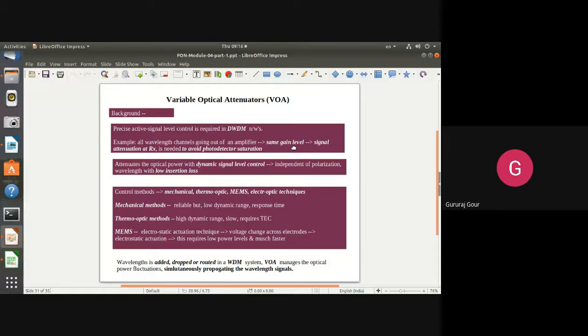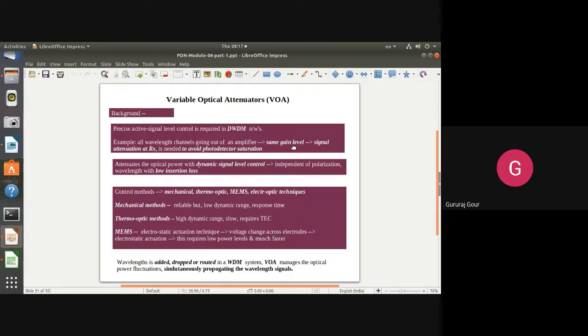If the gain level starts varying dynamically at the receiver side, that is at the photodetector, then automatically it will get saturated. So in order to avoid that problem, we are focusing on maintaining a stable gain level of the optical amplifier. It means we want all wavelengths to be amplified with the same magnitude.